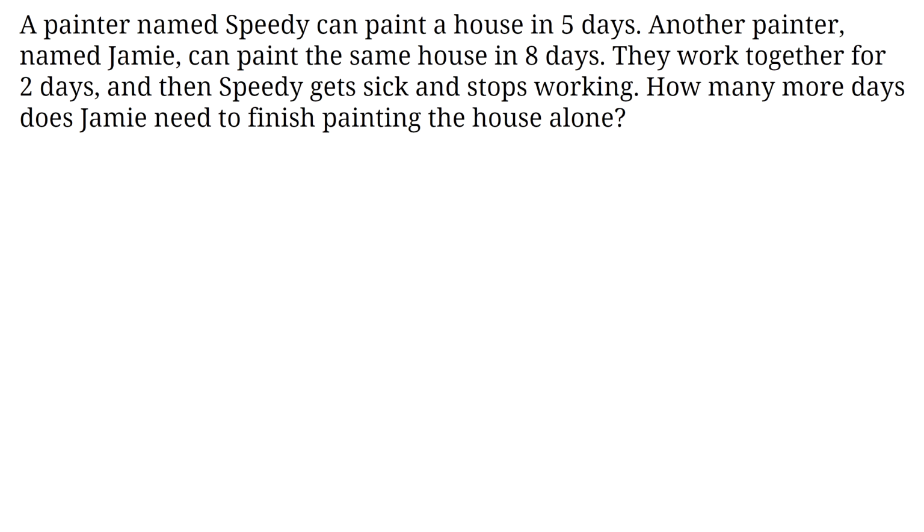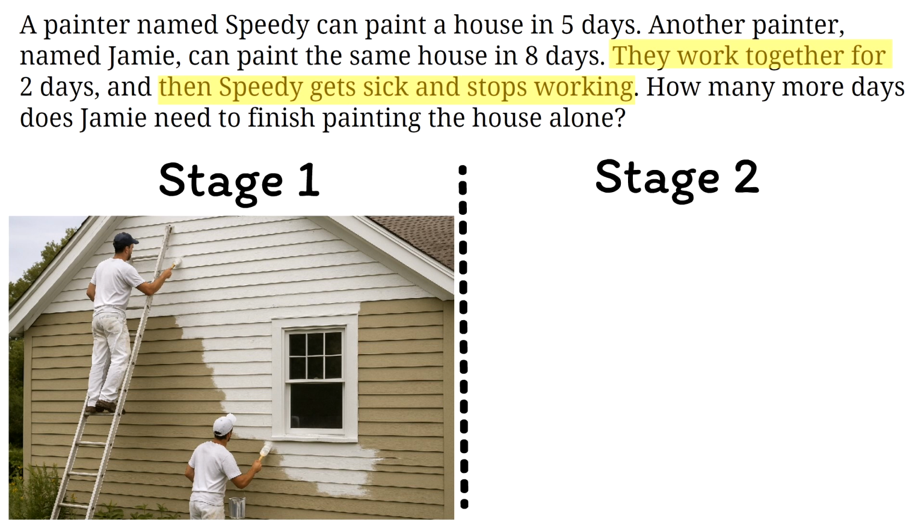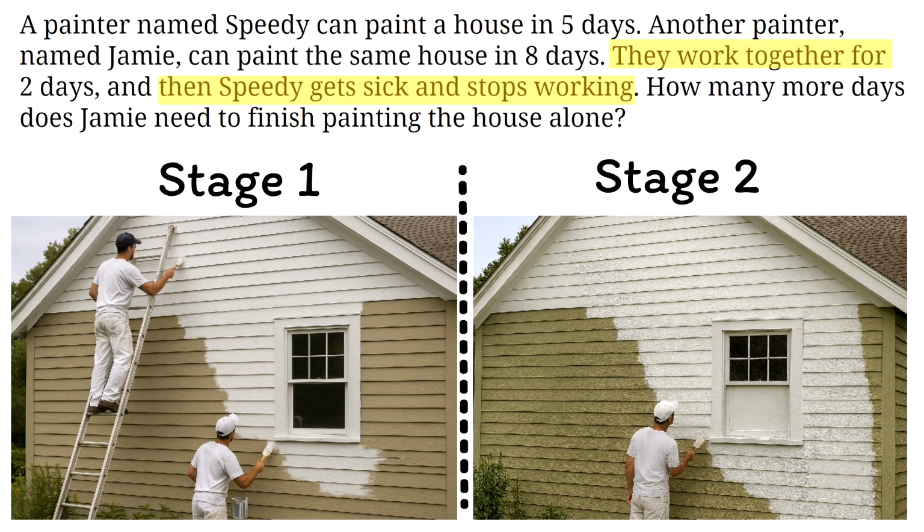Now, this question is similar to the one we solved earlier, but it has one extra step we must pay attention to. Here, the two painters work together at first, but later, one painter stops working, leaving the other painter to complete the job. So we must think about the work done in 2 stages. In the first stage, both painters work together for 2 days. In the second stage, Jamie works alone to finish the rest of the job.